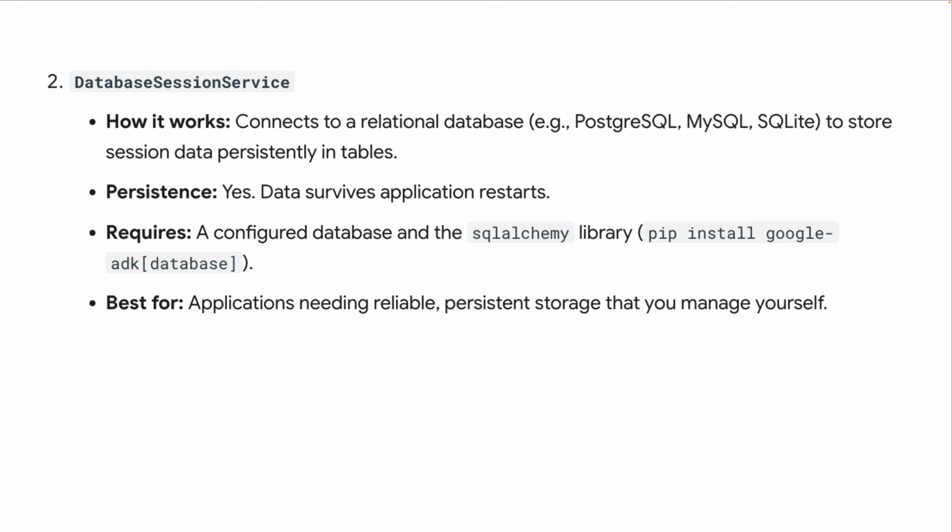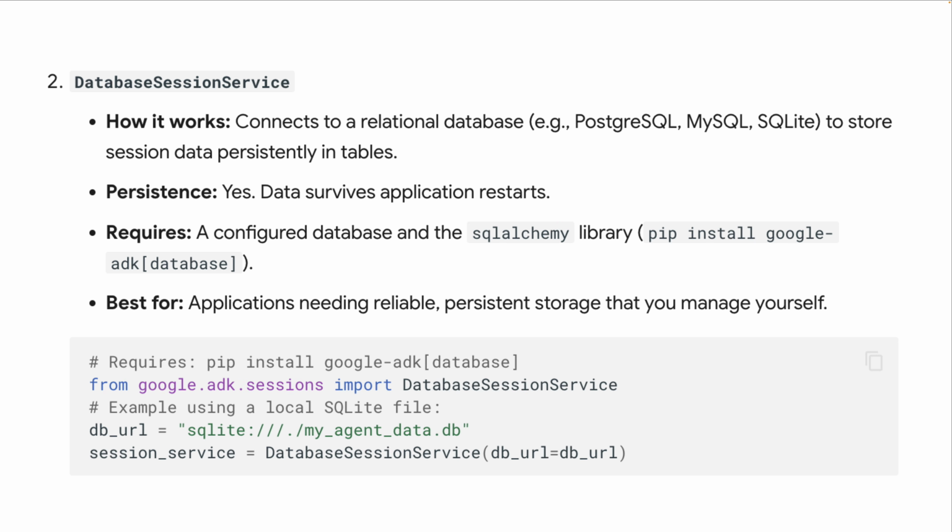Okay, next is the database session service, which is backed by a relational database and therefore offers persistence. The framework uses the SQLAlchemy library as the database client, and it works with a variety of database engines. Here's how you would use it. You instantiate the database session service with the database URL. In this example here, we are using a local SQLite database file.